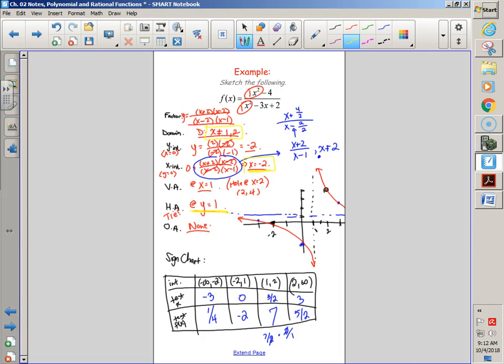Well, the y is a point. It's just a special point that I can put on the graph. So if it didn't show up here, I would have had another point to kind of guide my sketch.